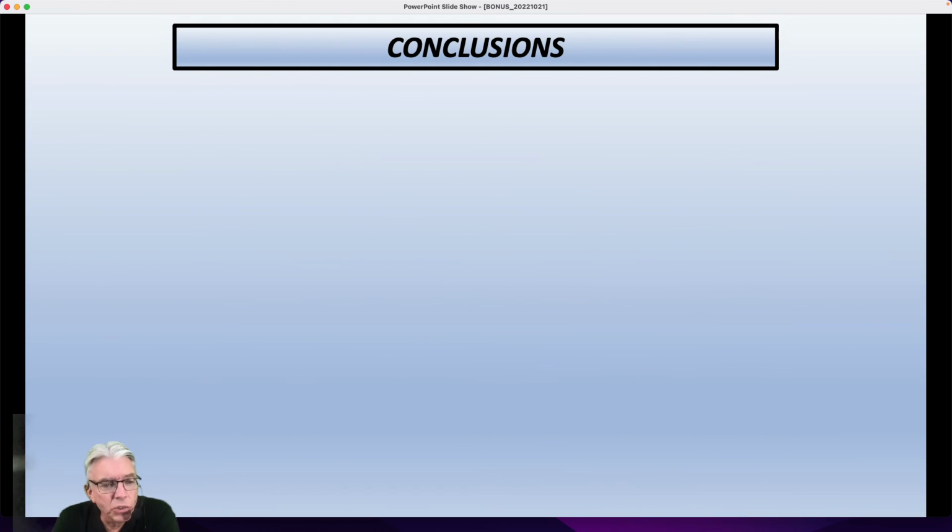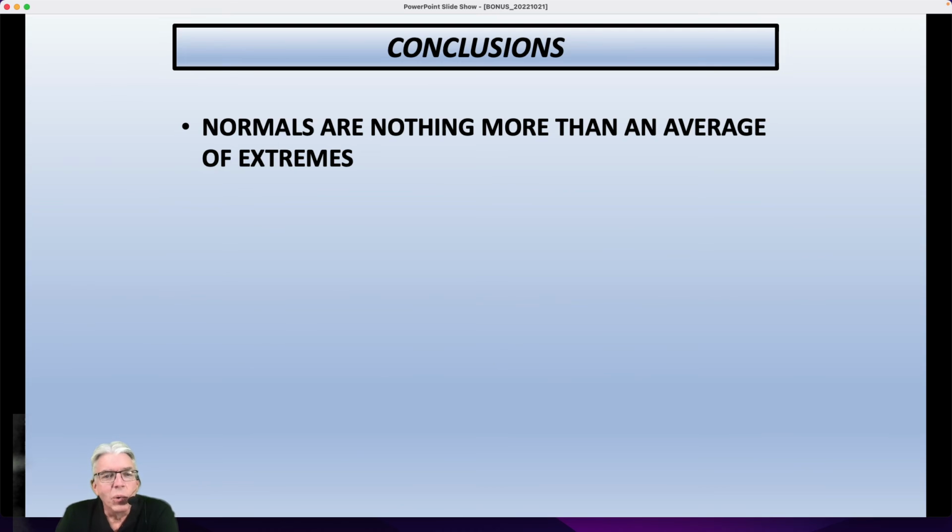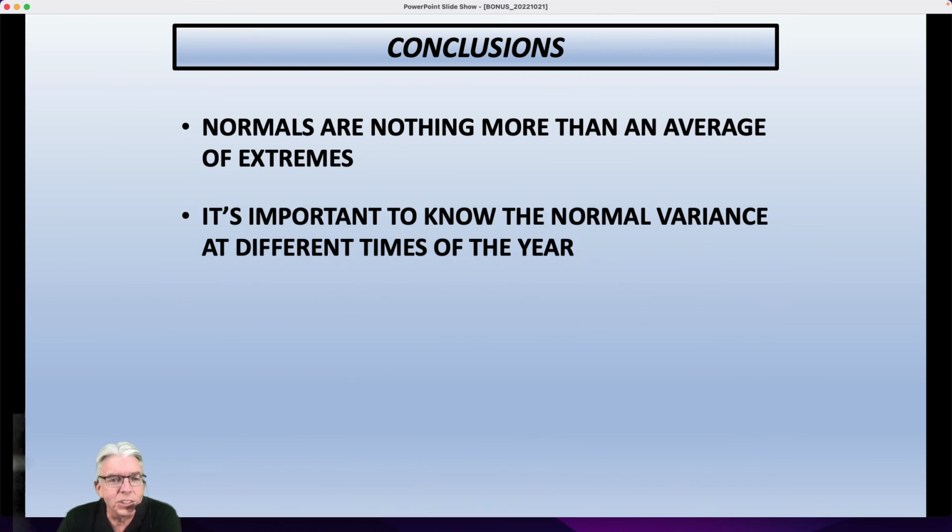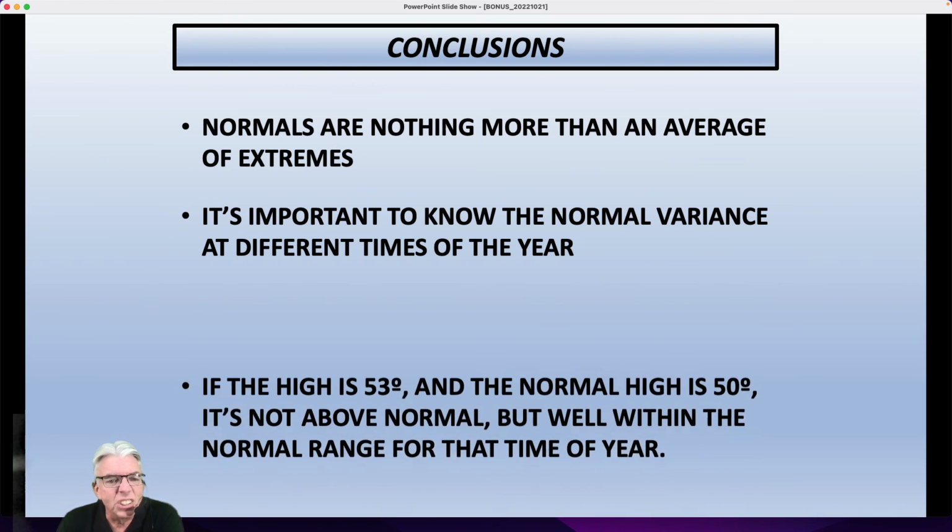So, conclusions. This is my own personal conclusions for what it is worth. Normals are nothing more than an average of extremes. The weather is always changing. It's different from one year to the next, and it just seems stupid to me to use one number and say that's normal for a given date. It doesn't make any sense. It's important to know the normal variance at different times of the year, knowing that the weather is likely to be a little bit more volatile or have a wider range of solutions in January than it is in July.